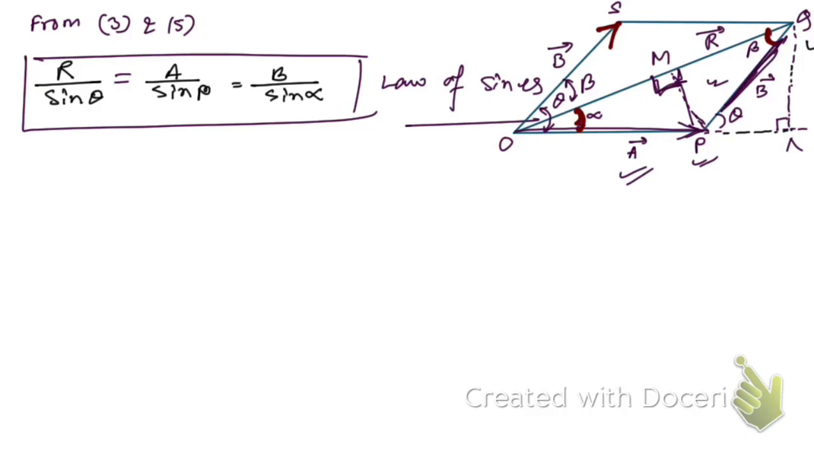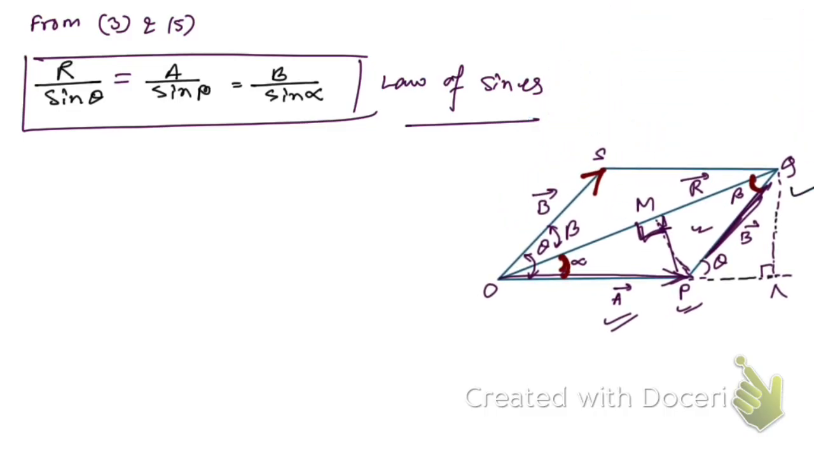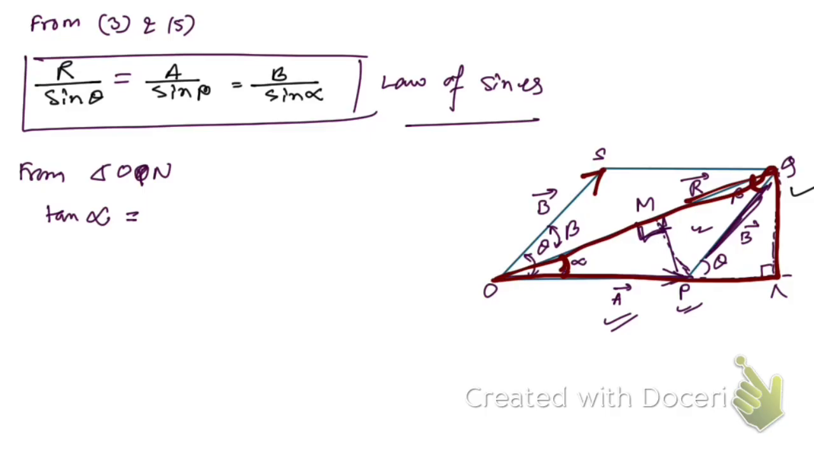Let me draw it here. So now let us take this triangle OQN. From triangle OQN, here you see tan alpha, sorry, not tan theta, tan alpha, is going to be equal to QN, the perpendicular, over ON, the base. So we're going to write QN by ON.